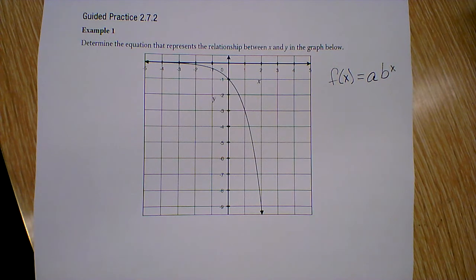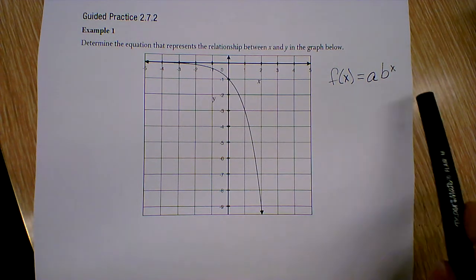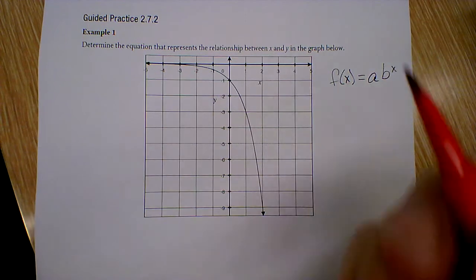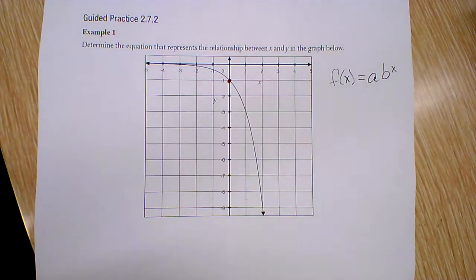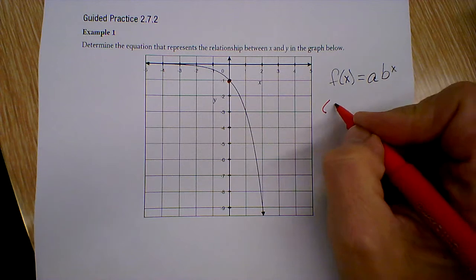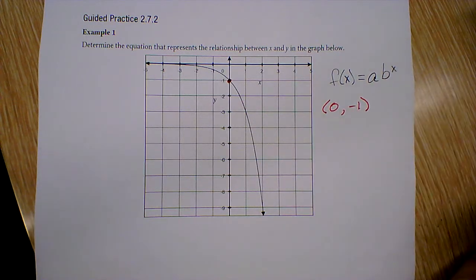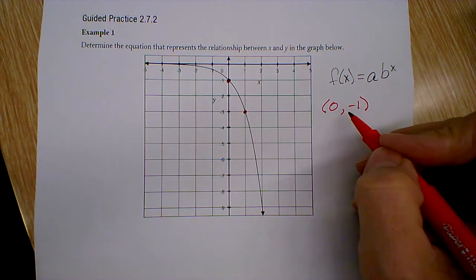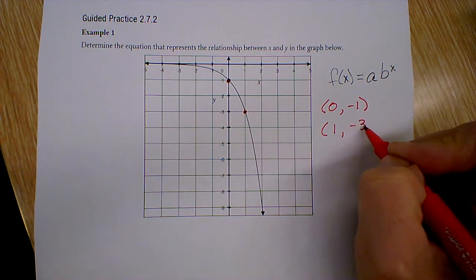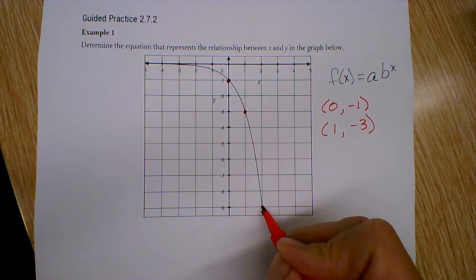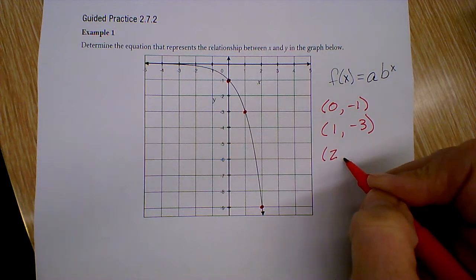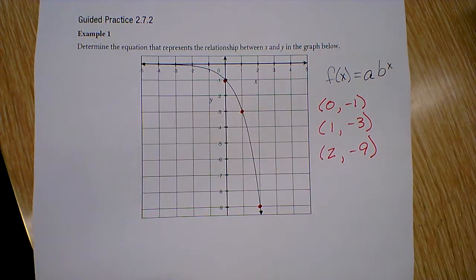So in order to determine what I put in for a and what I put in for b, I actually have to go and find some points on the graph. So let's look at some points that are easy for us to find. Right here, I see this point, which has coordinates (0, -1). I can see this point easily, which has the coordinates (1, -3), and this one I can easily read down here, and that has coordinates (2, -9).